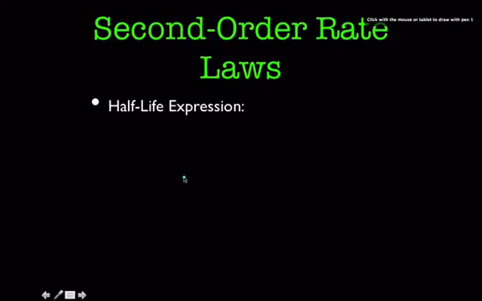The half-life expression for a second order equation looks like this.